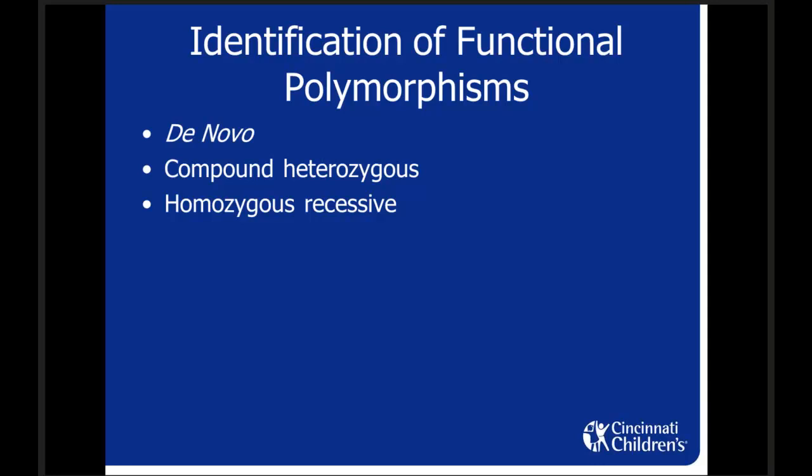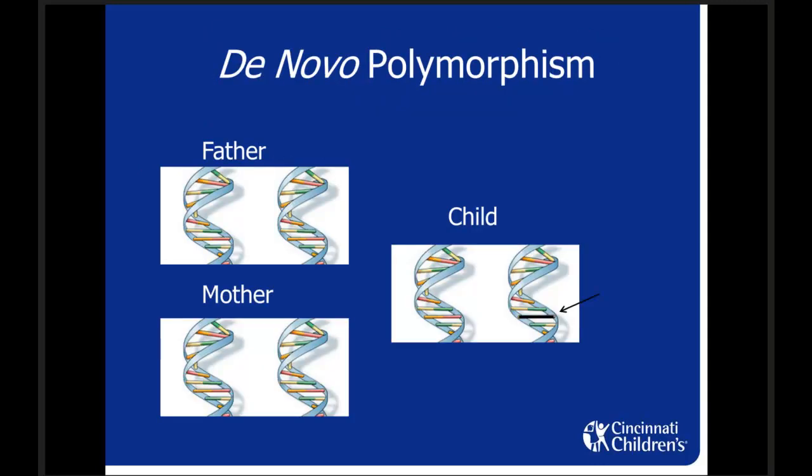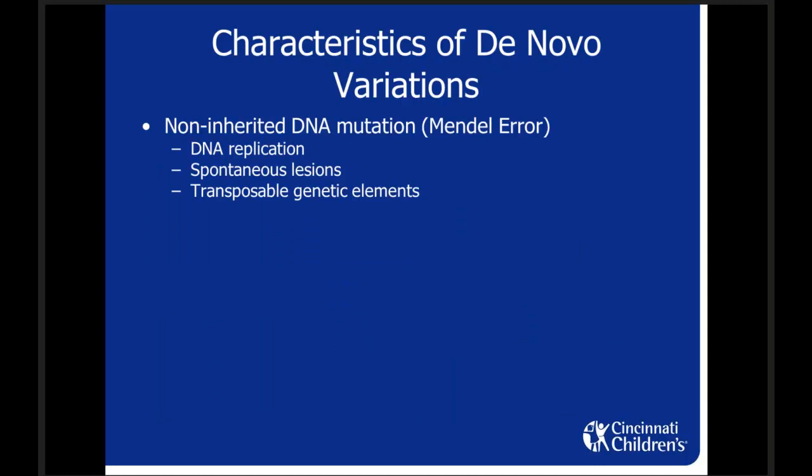Now there are three types of polymorphisms that we're going to talk about today for the analysis: de novo, compound heterozygous, and homozygous recessive. I'm going to start with the de novo polymorphisms. These are polymorphisms that spontaneously occur in the child. Neither parent has this polymorphism, so by definition, this is a Mendel error. These are, like I said, a non-inherited DNA mutation. There are multiple mechanisms by which this can occur.